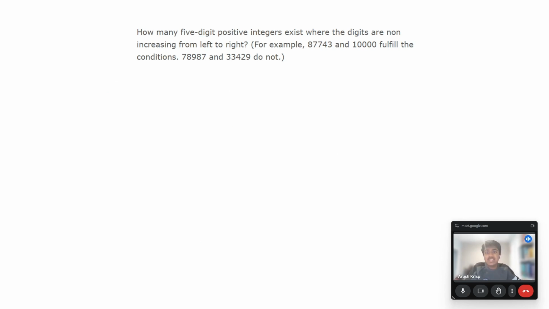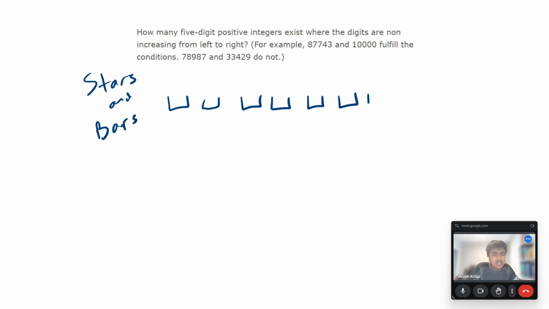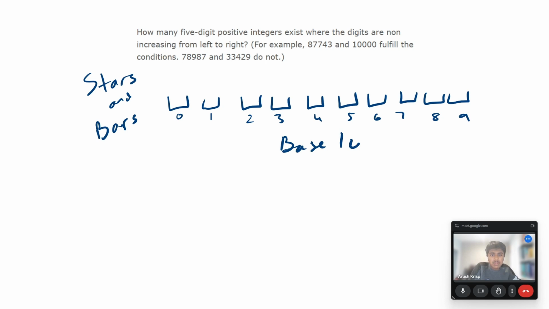Now let's look at how many of these combinations exist. So we're going to be using a very special technique today called stars and bars. And you'll see why it's called that in just a second. But first, let's make 10 containers. These are little boxes, baskets. This is container 0, 1, 2, 3, 4, 5, 6, 7, 8, and 9. So each container represents a value in base 10. Right? Now let's take 5 balls.